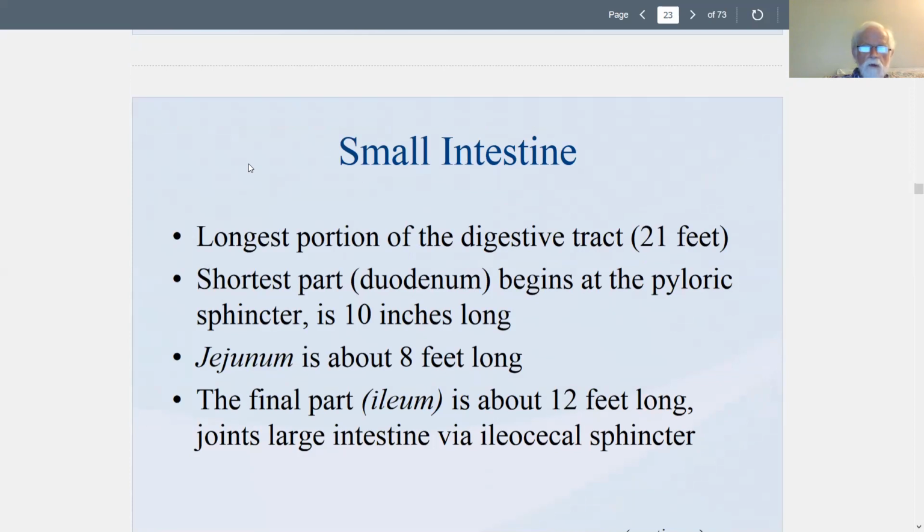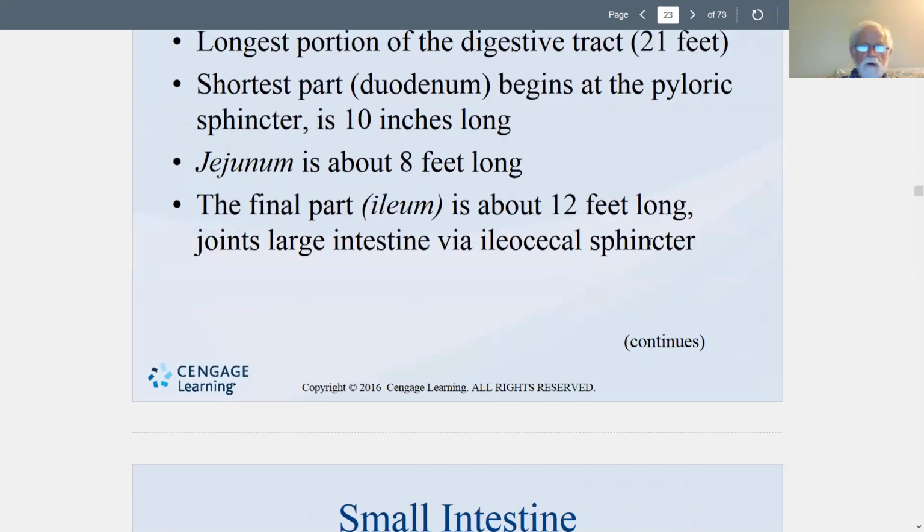The small intestine is the largest portion at 21 feet. The shortest part, the duodenum, begins at the pyloric sphincter and is about 10 inches long. Then the next 8 feet are the jejunum. And then finally, we've got about 12 feet of ileum, which connects the jejunum to the large intestine via what we call the ileocecal sphincter.